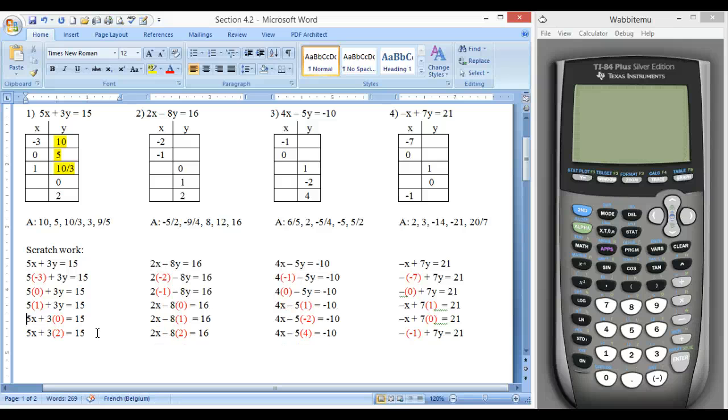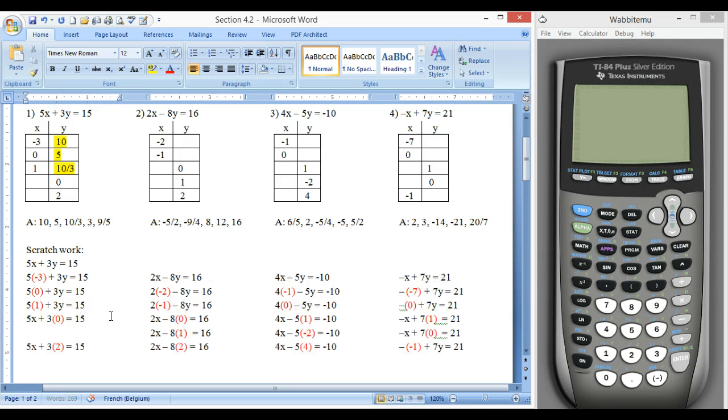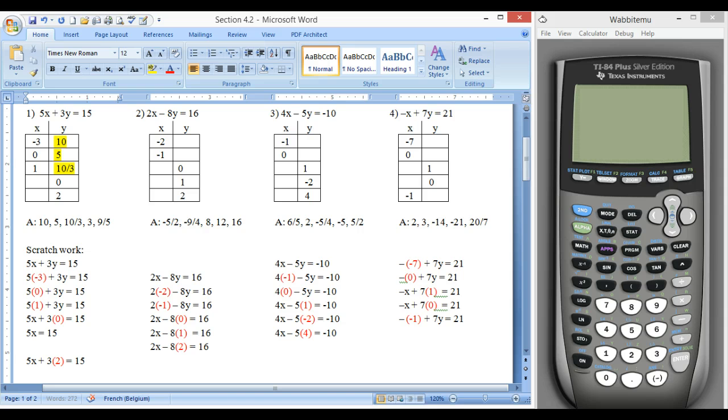Okay, now a little different. We're going to be substituting numbers in for the y value over here. So the first one here is 0. And again, even though I don't have a negative sign, I'm still going to put the parentheses. It's a really, really good habit to get into. So put the parentheses on. 3 times 0 is 0, which gives me 5x equals 15. Divide both sides by 5. Gives me x equals 3. And again, I'm going to highlight that to show that it's my answer.